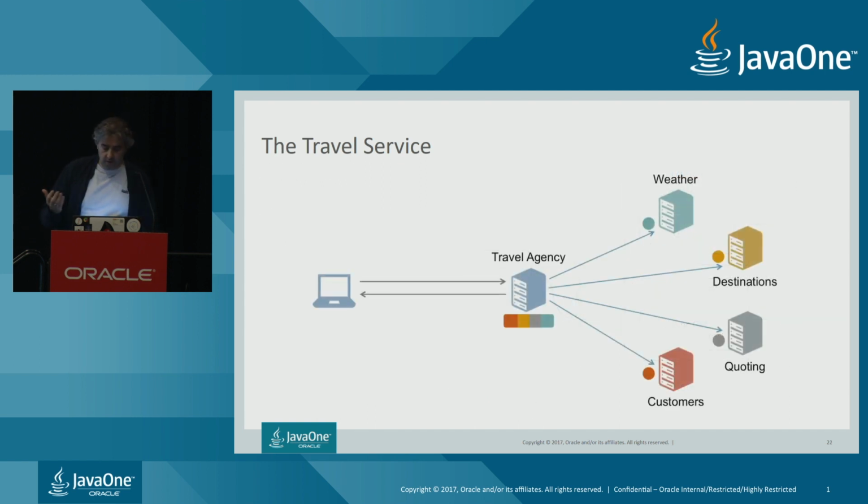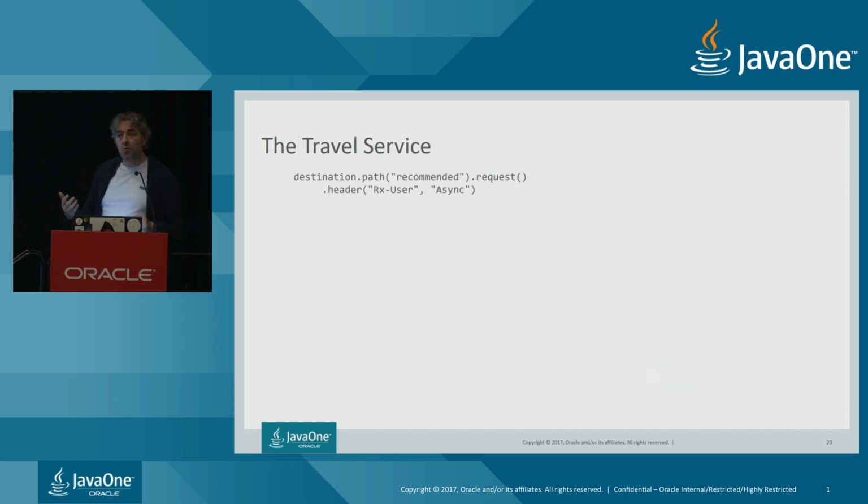Now, let's look at how it can work with the JAX-RS 2 API and with this invocation callback facility. And let's simplify the scenario a little bit. Let's just pretend that we have only 2 services to consume, the destination service and the weather service. So how would we write that code using the JAX-RS 2 API? We have a first request that gets the recommended destination. It's an async request, right? Given it's an async request, we have to pass it an invocation callback.